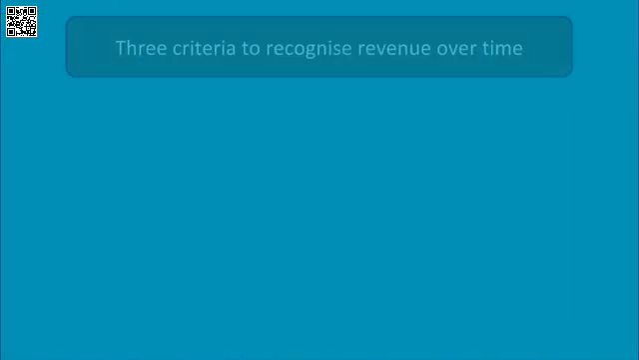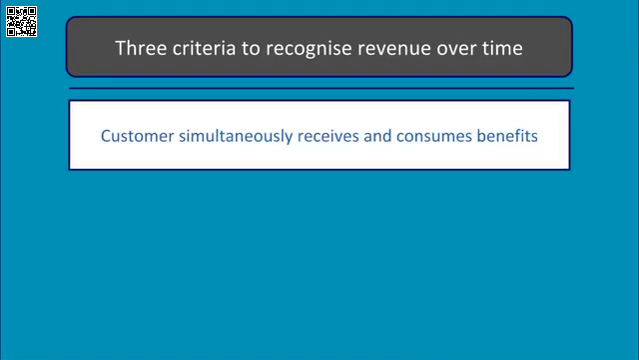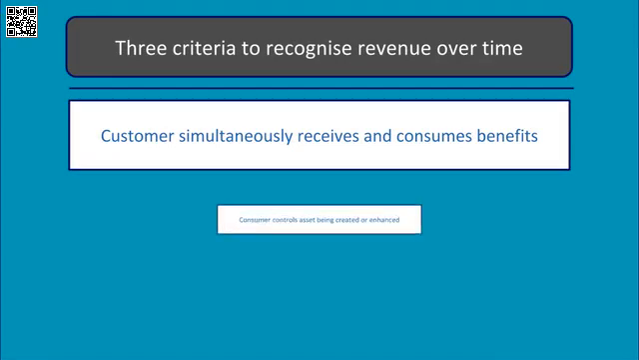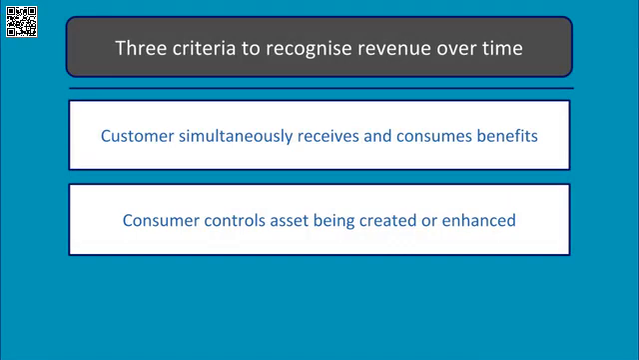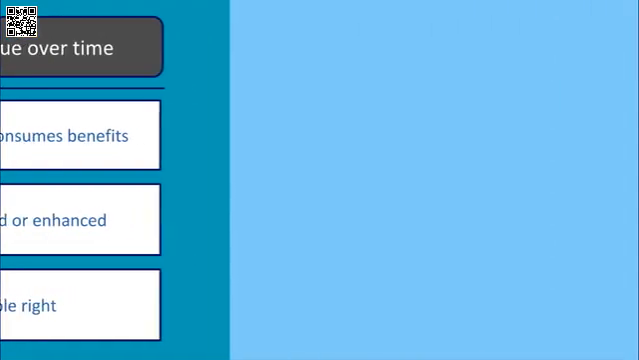There are 3 criteria for recognising revenue over time, and only one of these criteria has to be met. The criteria are: 1. The customer simultaneously receives and consumes the benefits provided by the entity's performance as the entity performs. 2. The entity's performance creates or enhances an asset that the consumer controls as the asset is created or enhanced. 3. The entity's performance does not create an asset with an alternative use to the entity, and the entity has an enforceable right to payment for performance completed to date.